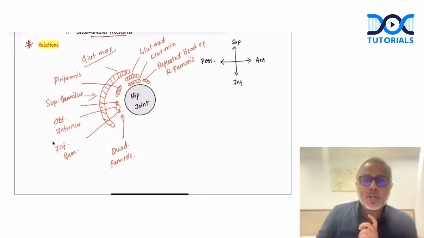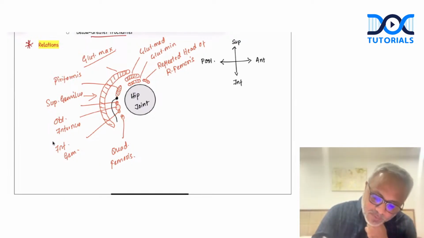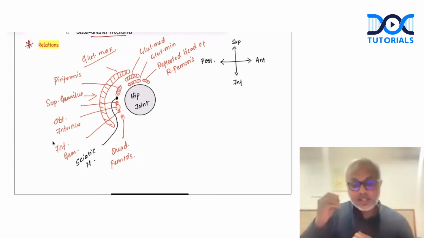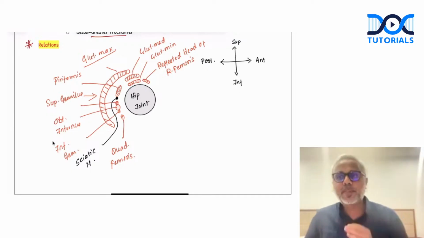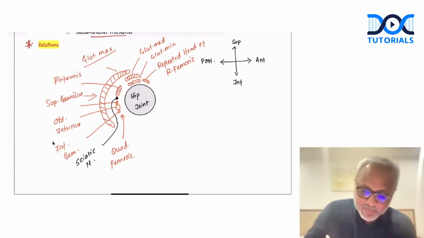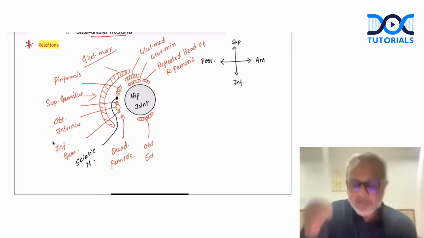Then one important nerve emerges from the lower border of piriformis and passes under the cover of gluteus maximus. So what is this nerve? This is our sciatic nerve, right? These are the major structures you need to show in the diagram. So posterior relations over, superior relations over. Now let's talk about the anterior relations and inferior relations. Inferiorly, we have a muscle, the obturator externus muscle.